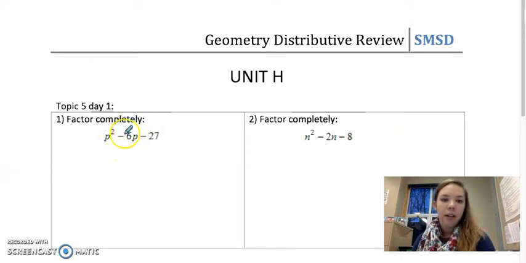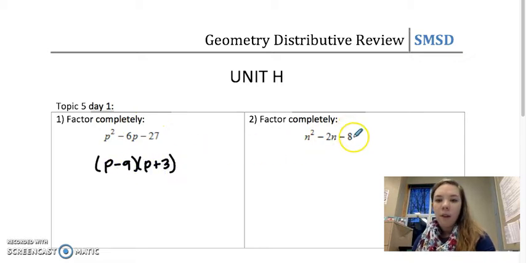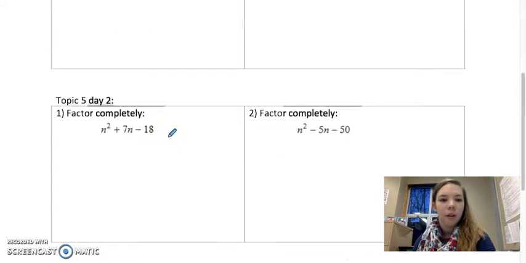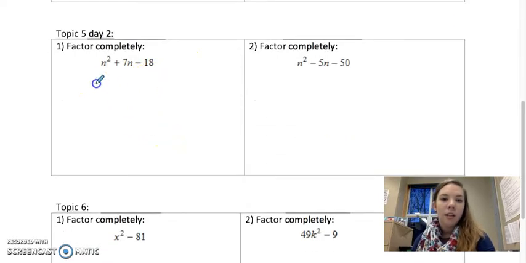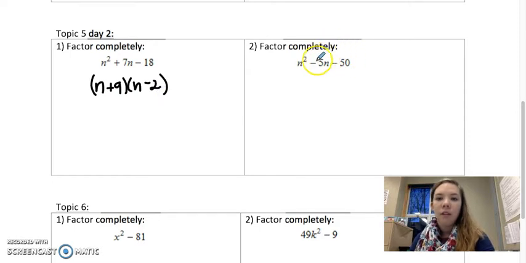Factors of -20 that add to -6 would be -9 and +3. Factors of -8 that add to -2 would be -4 and +2. Factors of -18 that add to 7 would be +9 and -2. Factors of -50 that add to -5 would be -10 and +5.